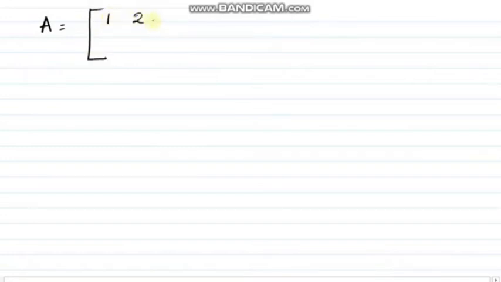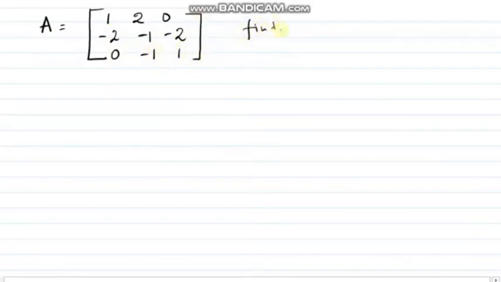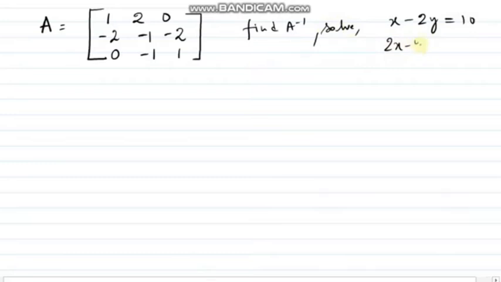A equals, given, [1, 2, 0; -2, -1, -2; 0, -1, 1]. We have to find A inverse and hence solve the equations: find A inverse and hence solve x minus 2y equals 10, then 2x minus y minus z equals 8, and minus 2y plus z equals 7.